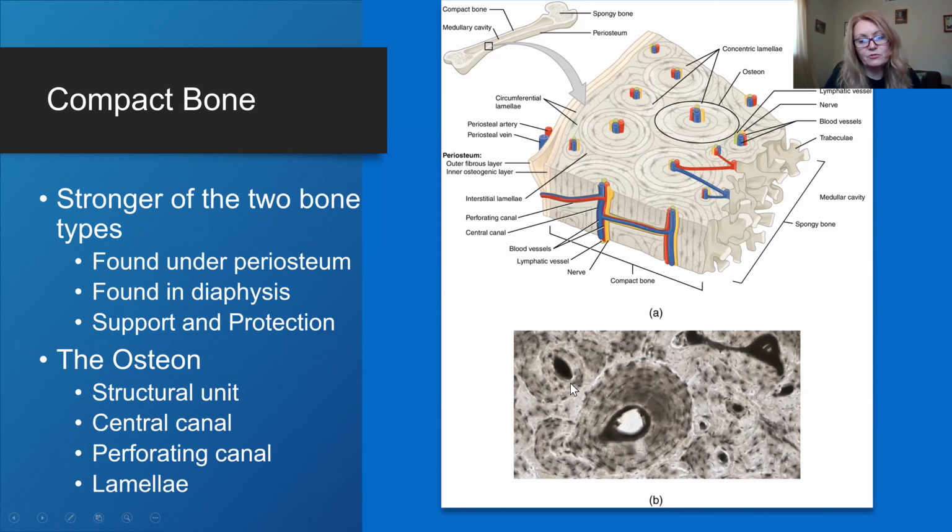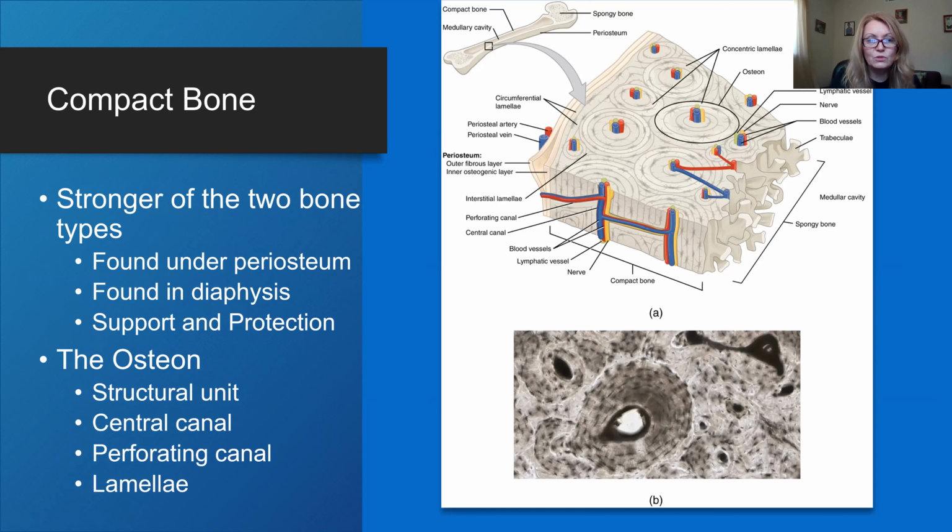So we have two types of bone. We already kind of mentioned it. We have compact and spongy bone. So compact bone is the stronger of two bone types, found under periosteum, found in diaphysis, that is a middle part of the long bone, and it supports and protects your body, right? So the function of compact bone is support and protection.